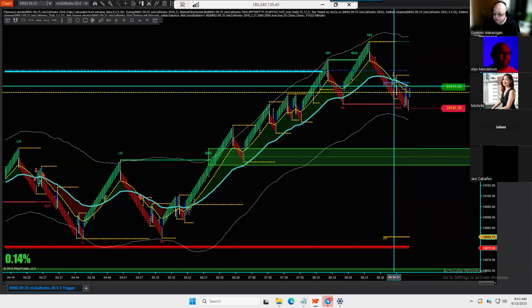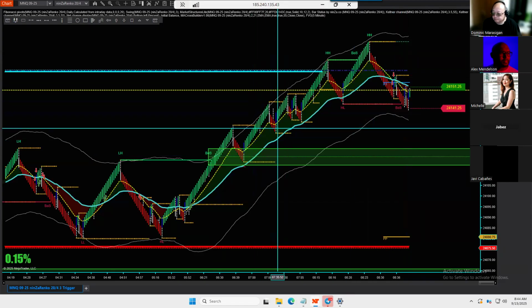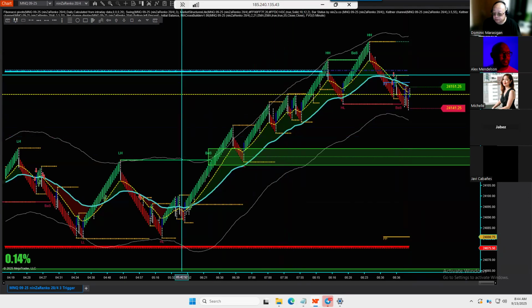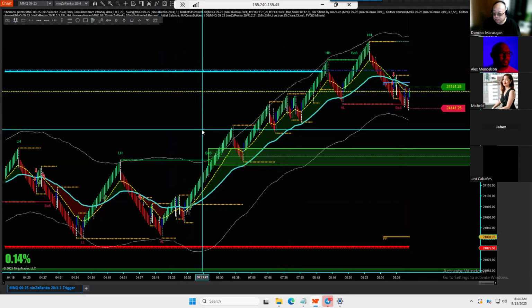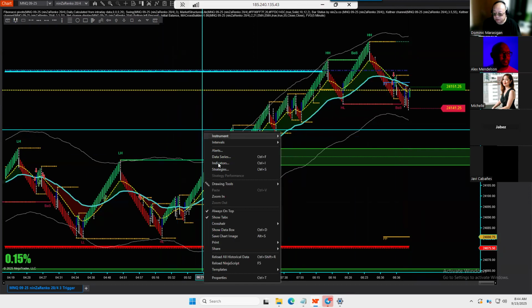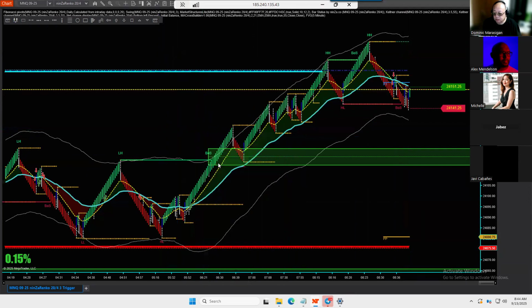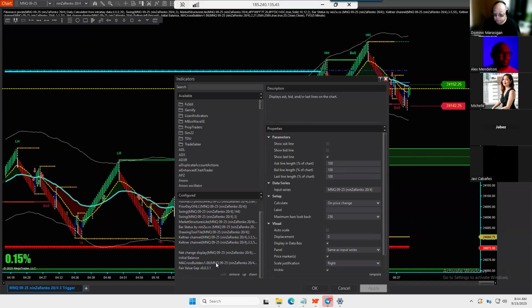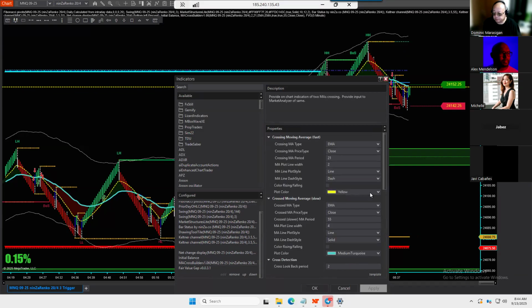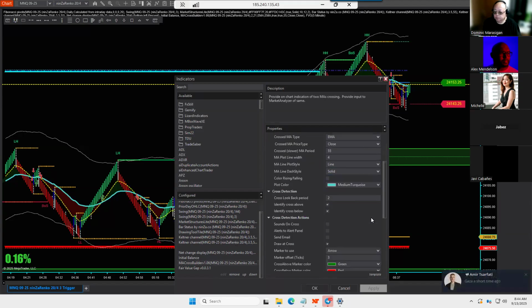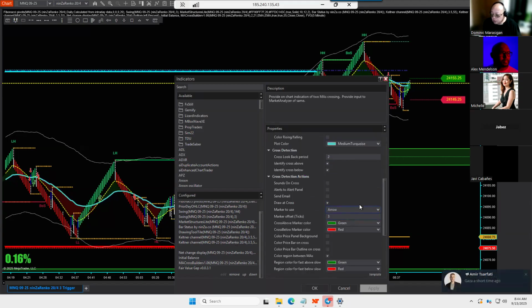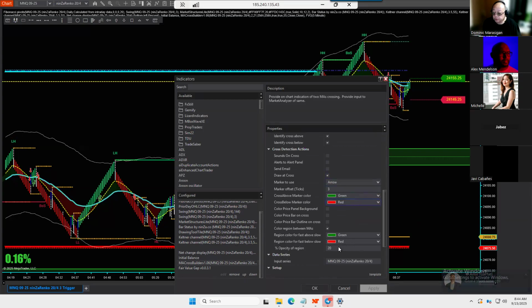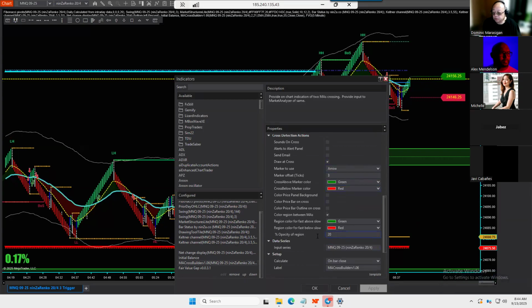We can make the space between the 21 EMA and the mid band darker if you want to see it clearly, which is right here. Right here. You can make this 30.